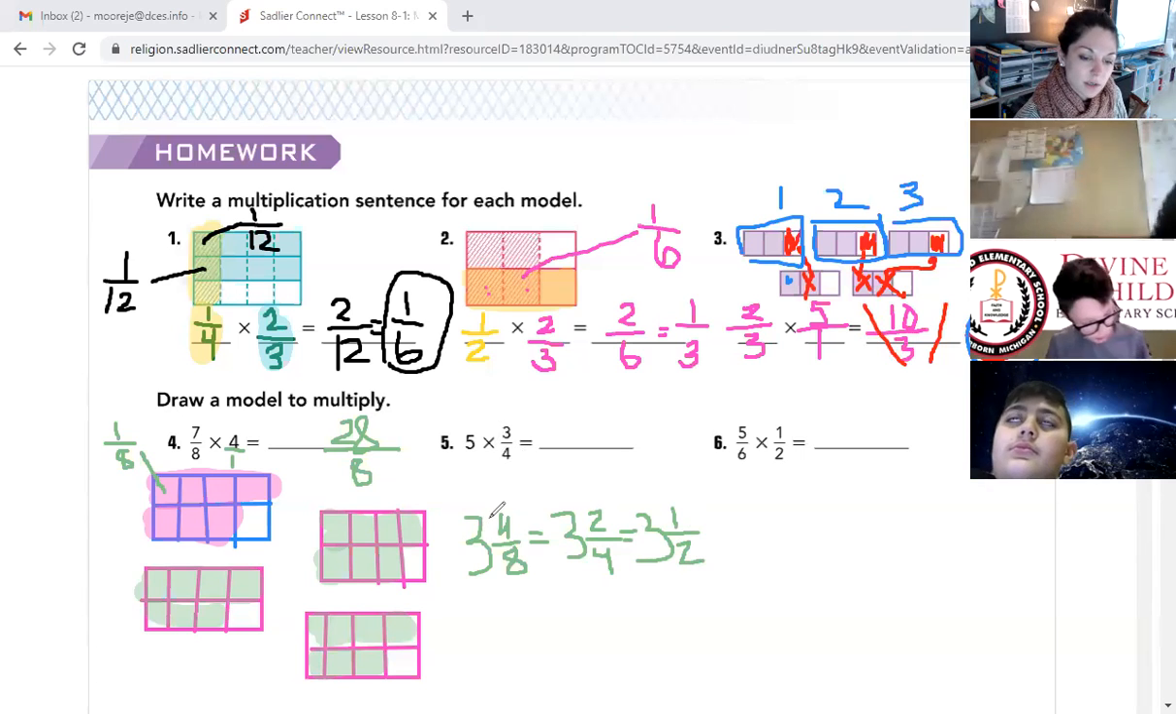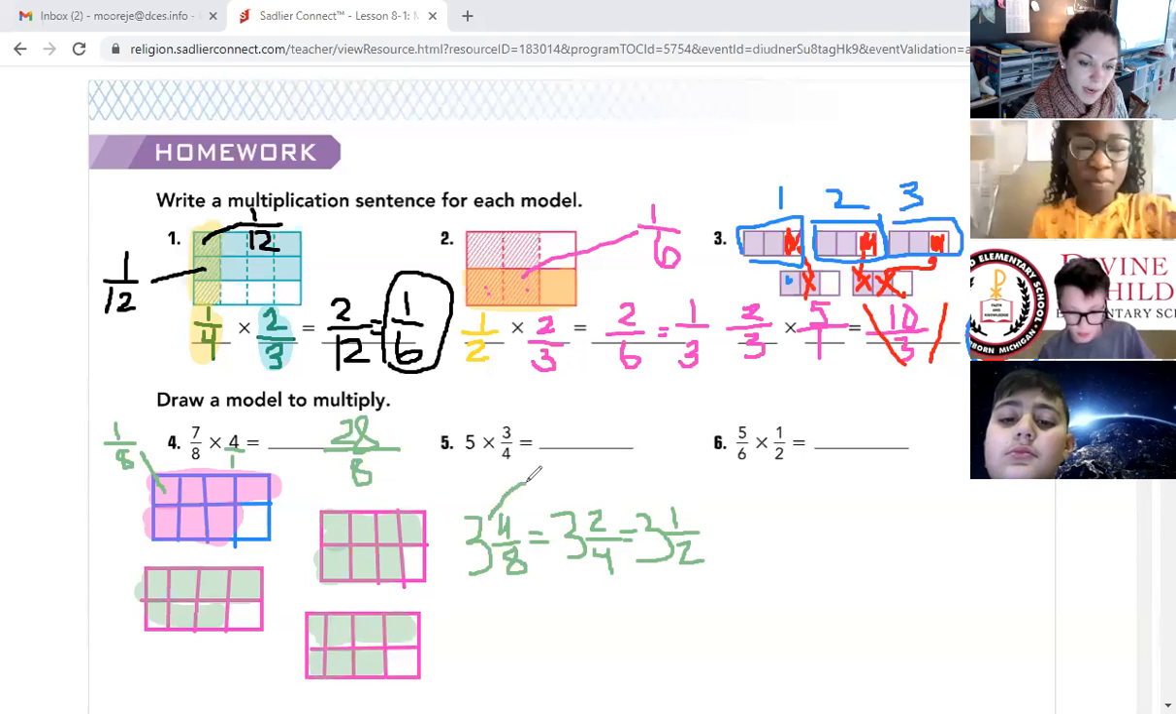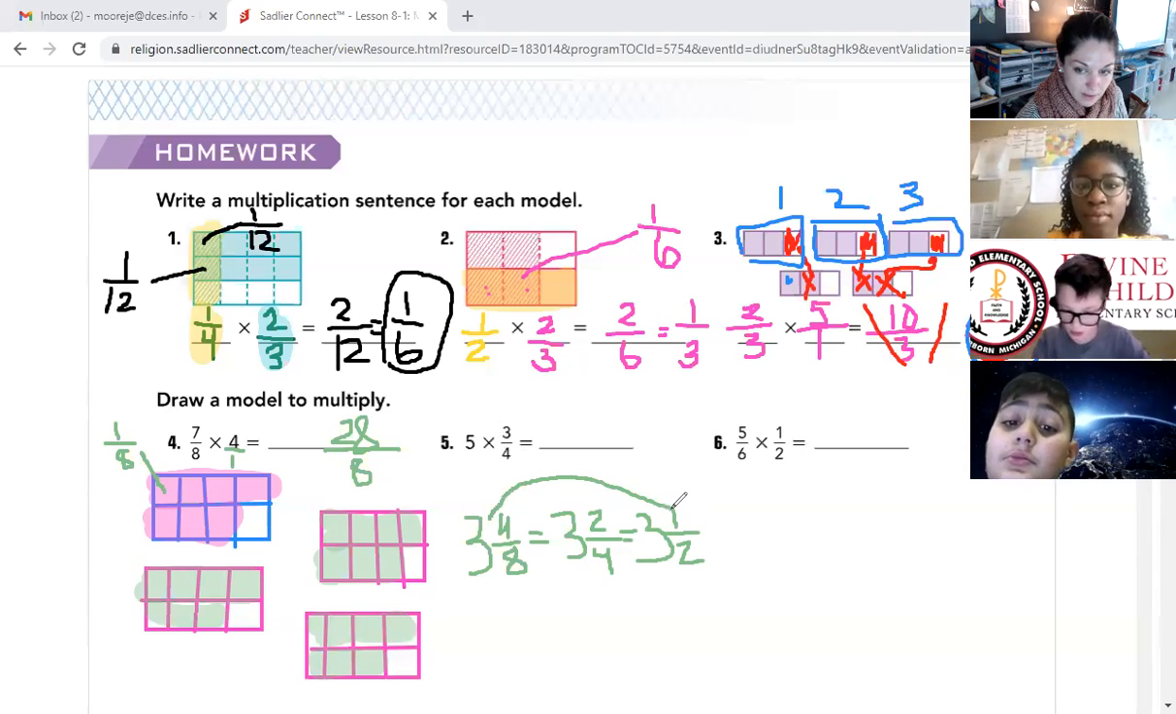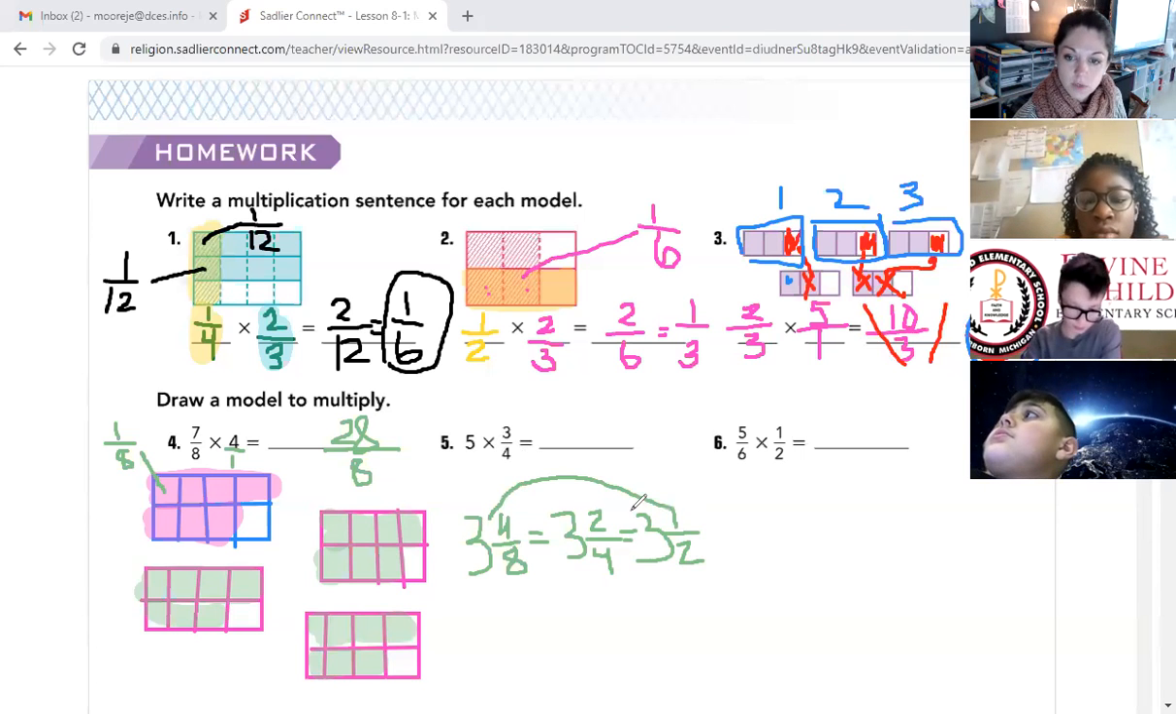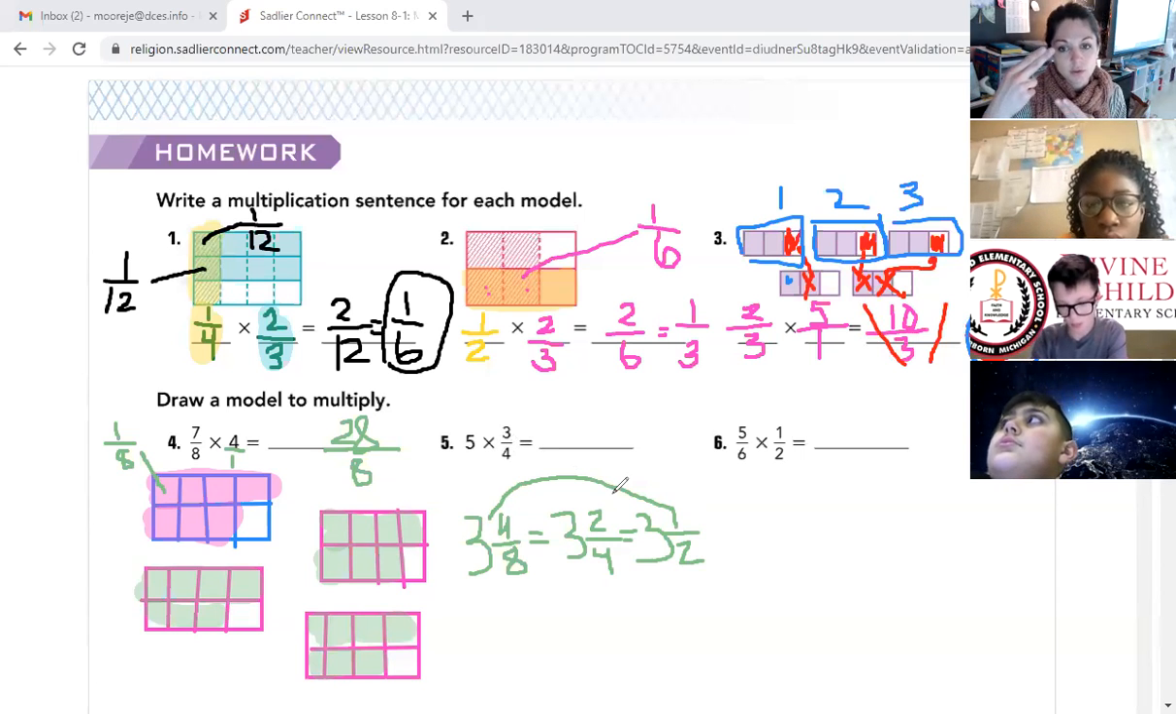So could I have started at 4/8 and reduced it by a factor of 4 right away and gotten to 1/2? Yeah, you can do that. You don't have to do one factor at a time. You could do 2 times 2. If they both share two 2's, then you can remove them both at the same time.